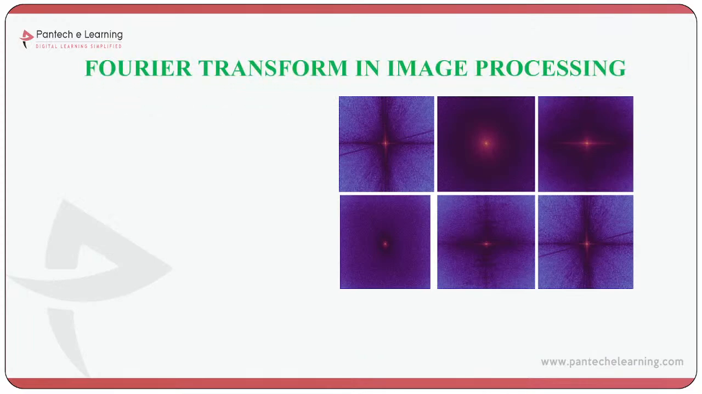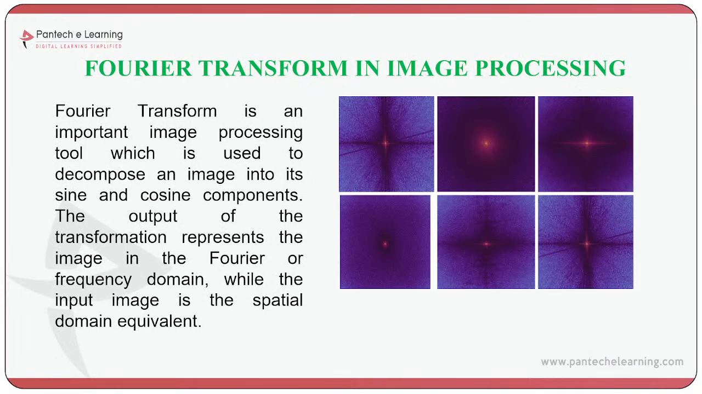Next is the Fourier transform in image processing. What is the Fourier transform? It is a mathematical tool used in image processing to analyze the frequency content of an image. We can analyze the frequencies of the image, where the pixel values are represented as a function of frequency.